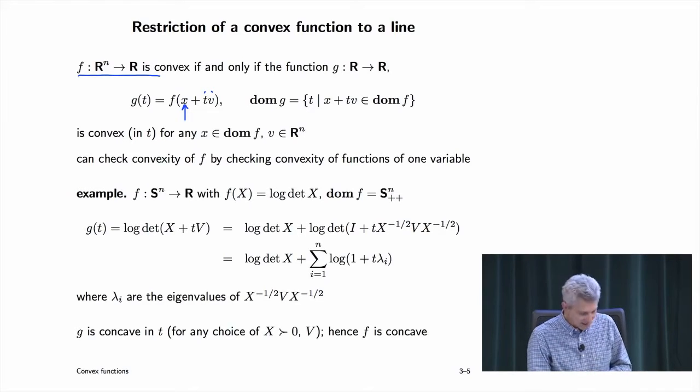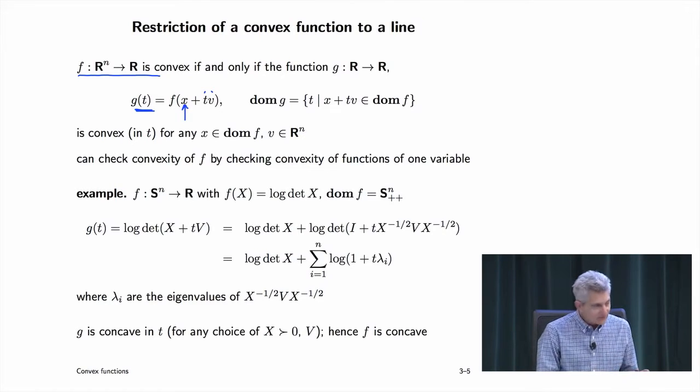So x plus tv is, I guess, the free parameter representation of a line, where t is a real parameter. So this says evaluate f at the point on the line parameterized by t, and I'm going to define that to be g of t. That's a function from R to R. And here's the result, which is not too hard: a function is convex if and only if, when it's restricted to all lines, it's convex.